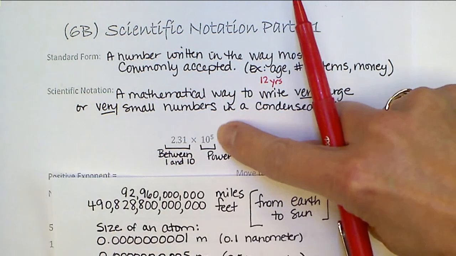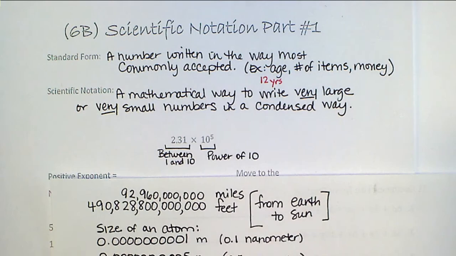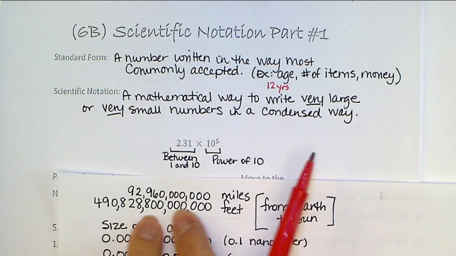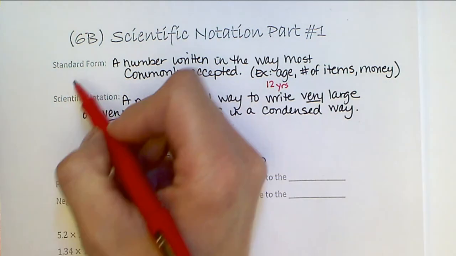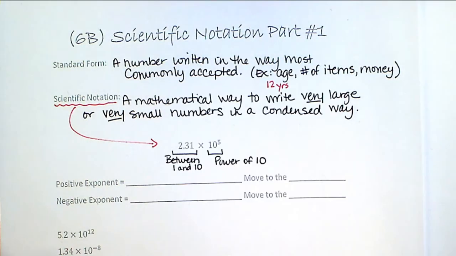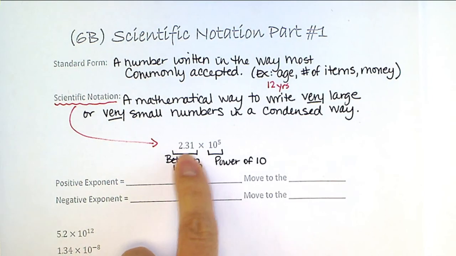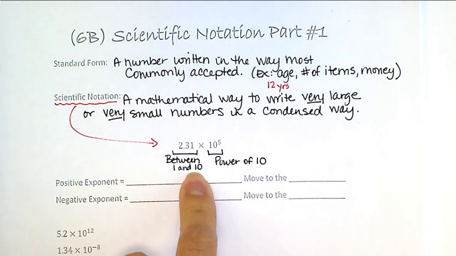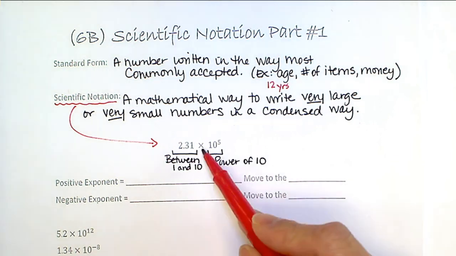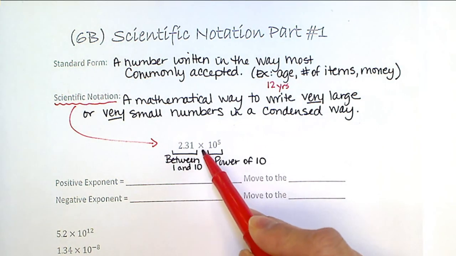So this right here, 2.31 times 10 to the 5th, is a condensed version of something really big. Scientific notation is written this way. The first number is typically a decimal between 1 and 10. You can get as high as 9.9999999, but we wouldn't actually use the number 10. So it has to be between 1 and 10. Then we say times 10 to a power.